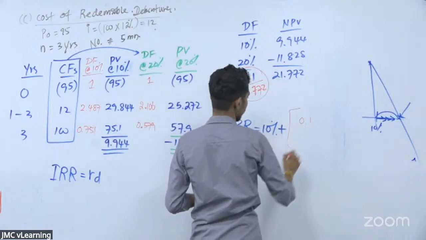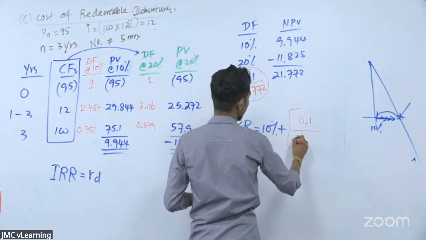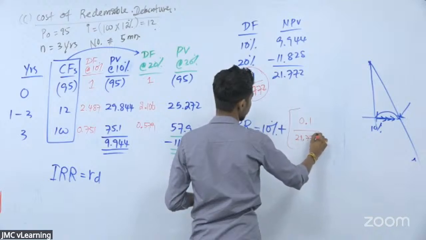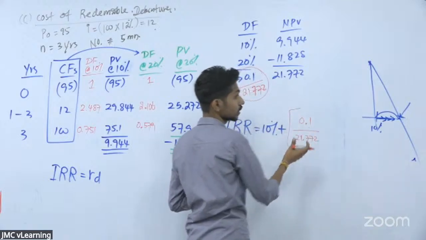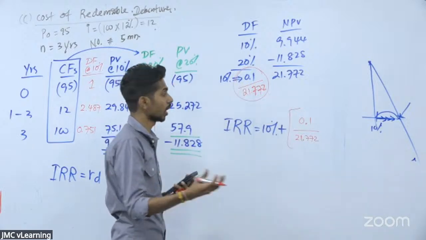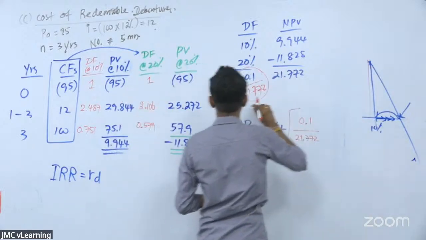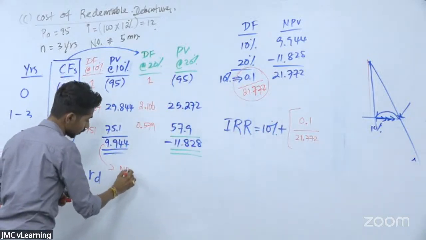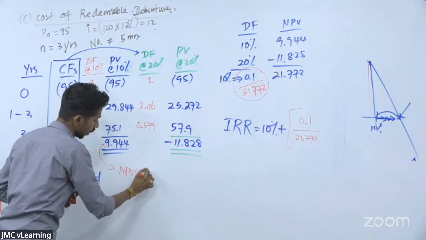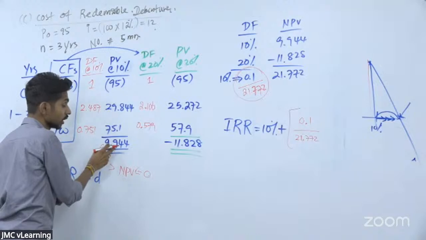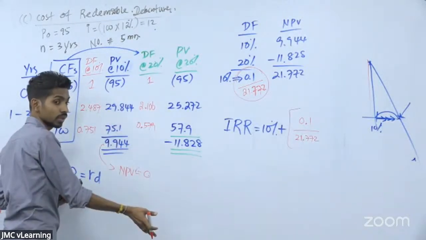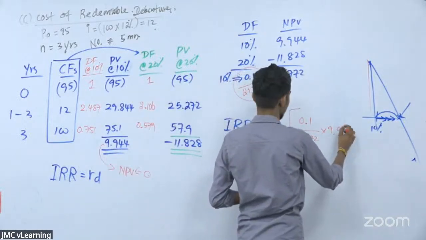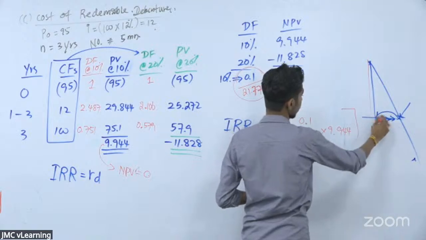Then 0.1 divided by 21.772. Then this answer is the 1 rupee value. How many rupees do you have to drop down at 10%? When you need NPV to become 0, how many rupees do you have to drop? 9.944. Then your NPV will come to 0. Then you have to multiply by 9.944. Then that is the difference.